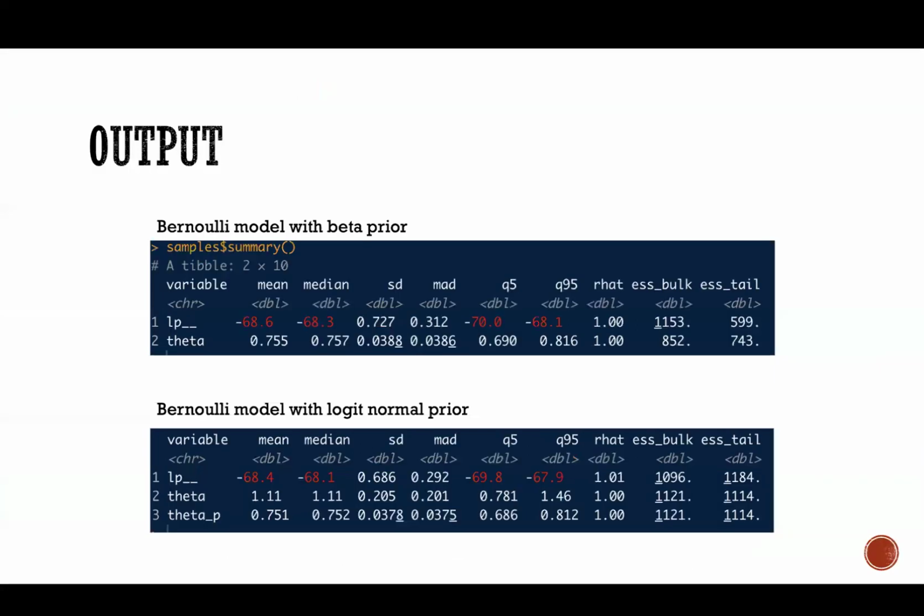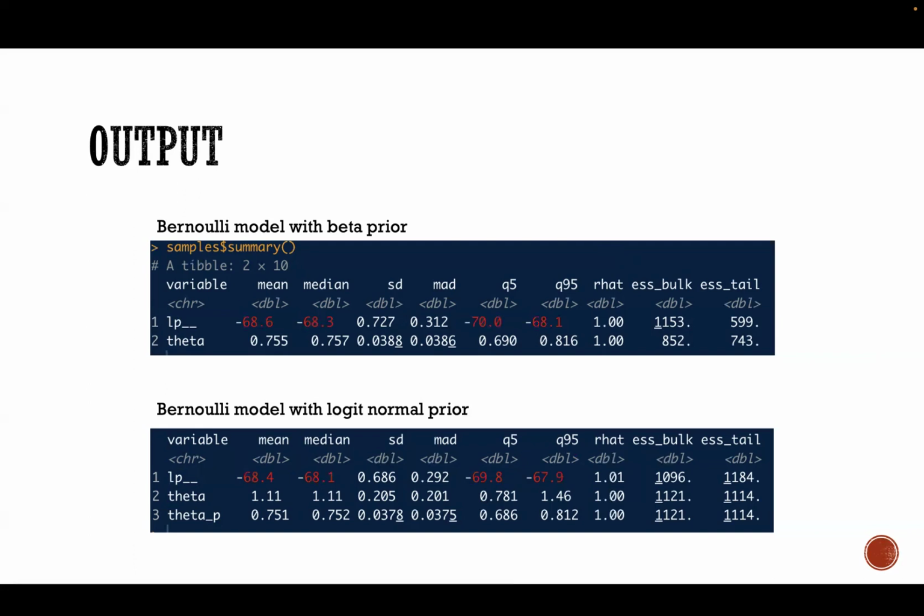Good. We run it with the beta prior that we've seen before. We run it with the logit normal prior. We say samples, if you remember, samples is what we saved, and it's an object. And then we say, give us the summary. So use the, now I forget the right term, but the method summary on the object samples. And it gives us an overview of the posterior variables.